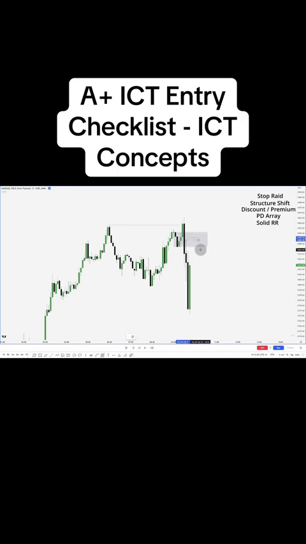So what I'd like to see is price return to this breaker block and at the most into this fair value gap. So looking at it, if I was just going to take the breaker block entry, it would look something like this. However, if I was going to narrow that down to the fair value gap, it would look something like this. Letting this play out.